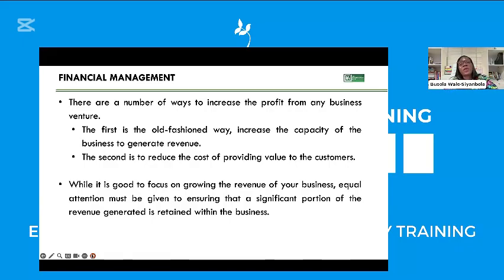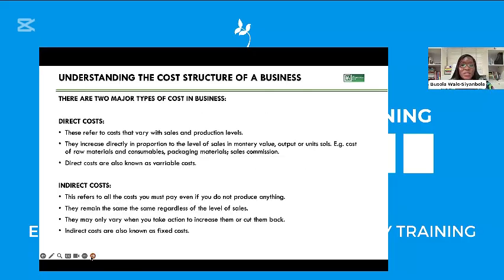All right, just a quick thought about financial management. There are a number of ways to increase the profits from any business venture. The first is the old-fashioned way. Increase the capacity of the business to generate the revenue, while the second is to reduce the cost of providing value to the customers. Please note, as entrepreneurs or aspiring entrepreneurs, that while it is good to focus on growing the revenue of your business, you must pay equal attention to ensuring that a significant portion of that revenue generated is retained within the business. These are just financial management tips. Because of our time, we'll discuss them in a bit more detail next week. But let me see if we can quickly run through the cost structure so that I can take questions.